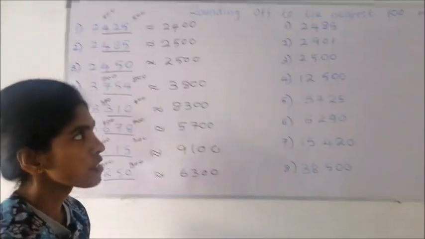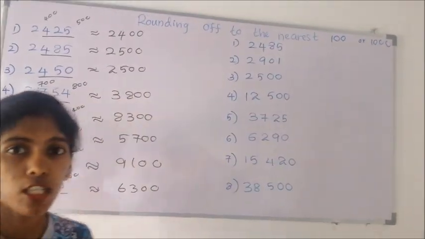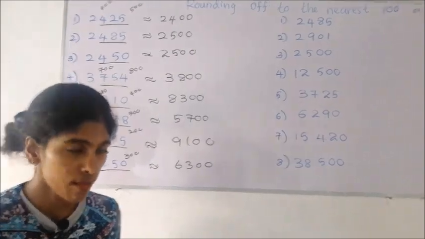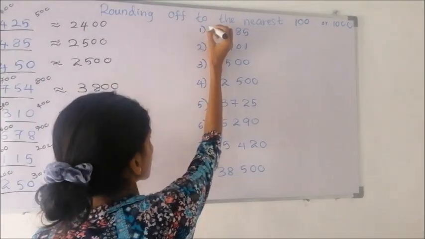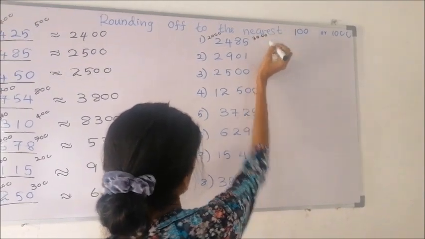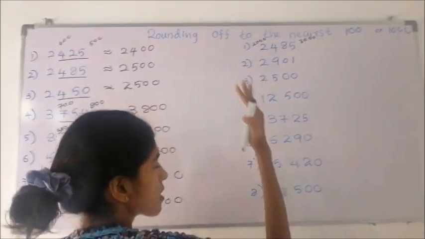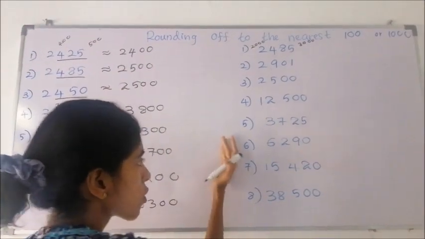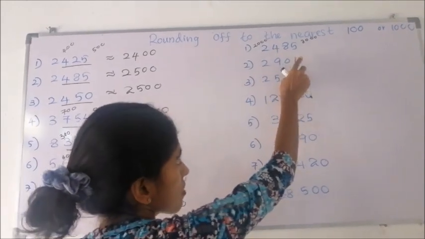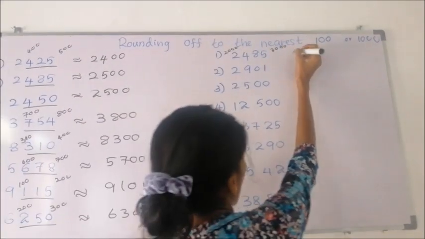Next, to the nearest multiple of 1000, right? Say children, here you need to consider thousands values only. 2485 is in between which thousands? 2000 and 3000, right? Now you can see whether the given number is correct in the middle or before the middle or after the middle. According to this one, 485, so it is not in the middle, it is very close to 2000.